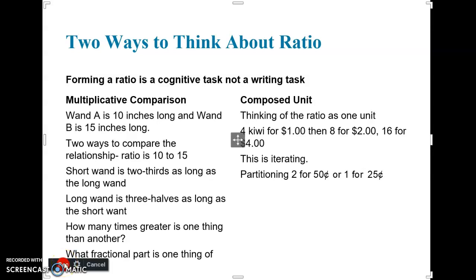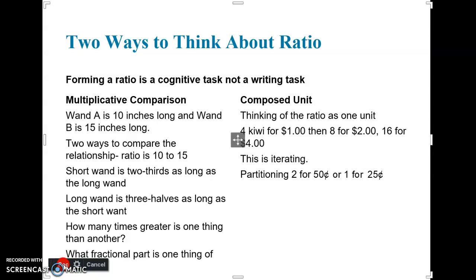The term composed unit refers to thinking of the ratio as one unit. So we have 4 to 1. If you think of this as a unit, then you think about other multiples that would also be true. 4 is to 1, 8 is to 2, you double. You could also quadruple, 16 to 4, and so on. This is also called iterating. You can also use partitioning, which is 2 for 50 cents: instead of doubling it, you're reducing it by 2, you're dividing it. Or you can find the unit rate, which is 1 for 25 cents.